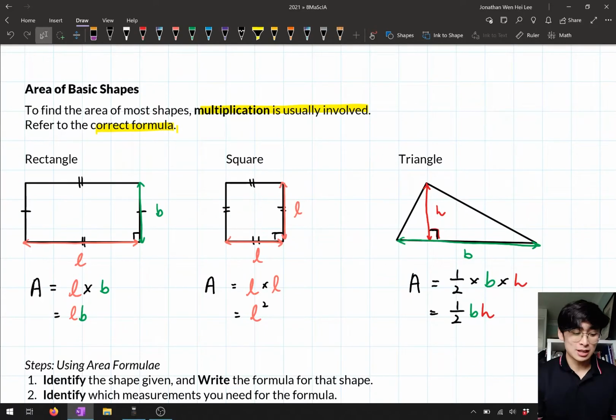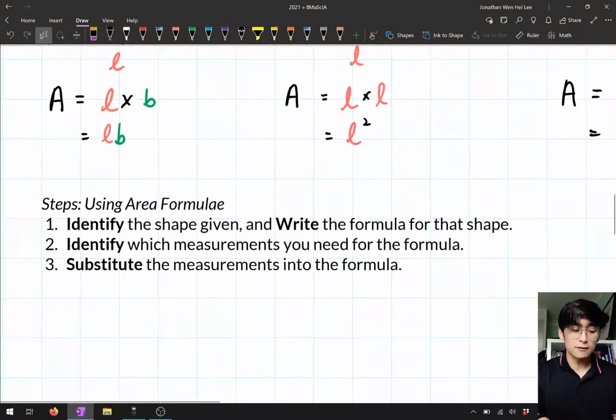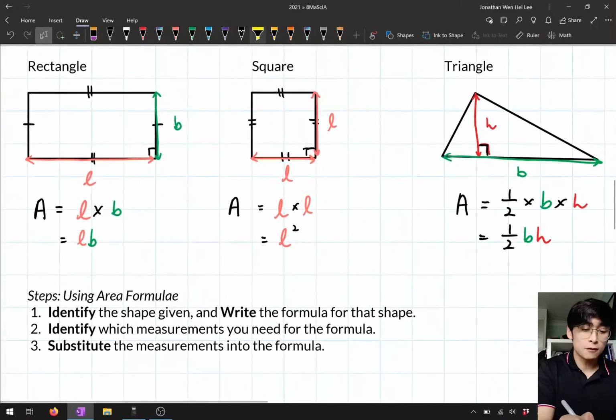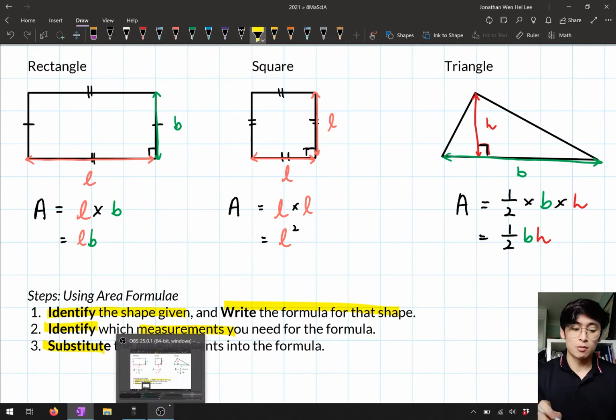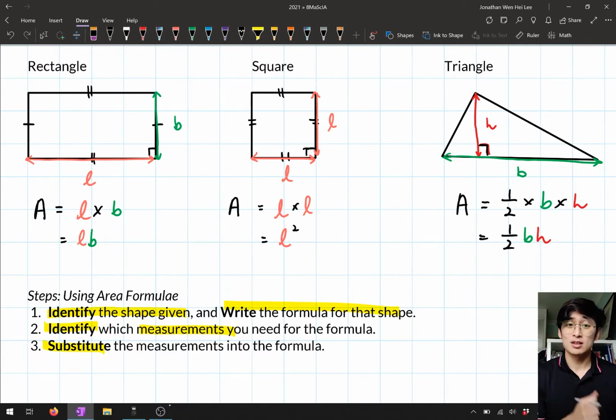When we're actually using these formulas, what we want to do is firstly identify the shape we are given, and then write the formula for that shape. Writing out the formula is helpful for us just to know what measurements we need. Then the second thing is we need to identify what measurements we need for the formula. For our rectangle, we need the length and the base. For our square, we just need the side length and then we can just square it. And for our triangle, we need our height and our base, and we need to make sure that we can find the correct measurements there. Then once we've done that, we substitute the measurements into the formula. Okay, so that's how we use these formulas.